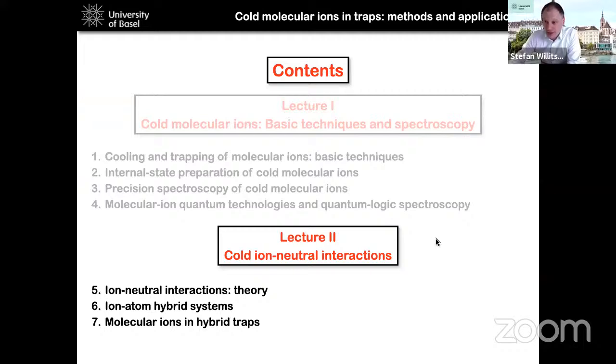cold ion neutral interactions. During my first lecture, we talked about cold molecular ions, the basic techniques behind them, and mostly applications in spectroscopy and in quantum technology. During my second lecture, we will talk about cold ion neutral interaction with particular emphasis on ion-atom hybrid systems, as the organizers have asked me to specifically talk about that. So that will be the focus of the talk. I will start with a short introduction to the theory of ion neutral interactions, insofar as we will need it to understand the various experiments that I will be talking about in the second half of my talk.